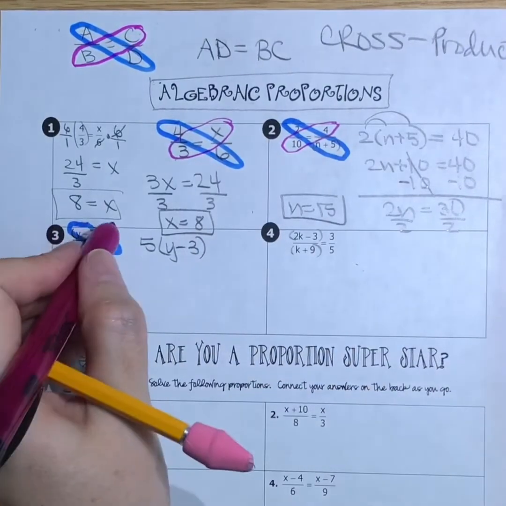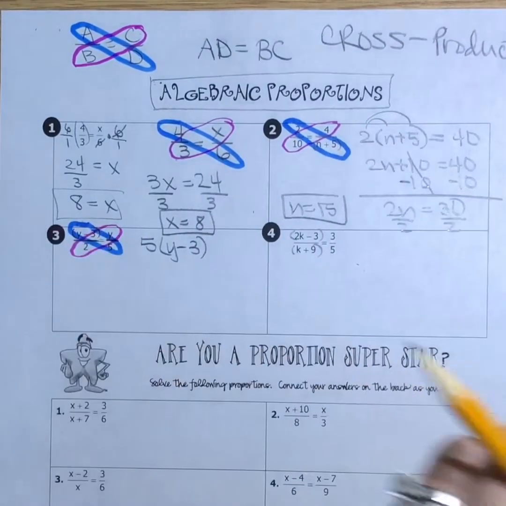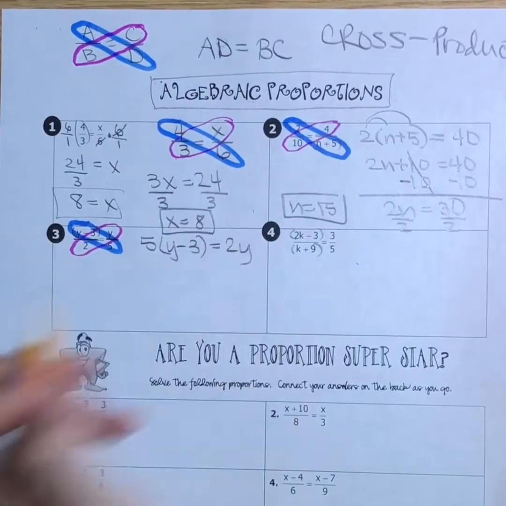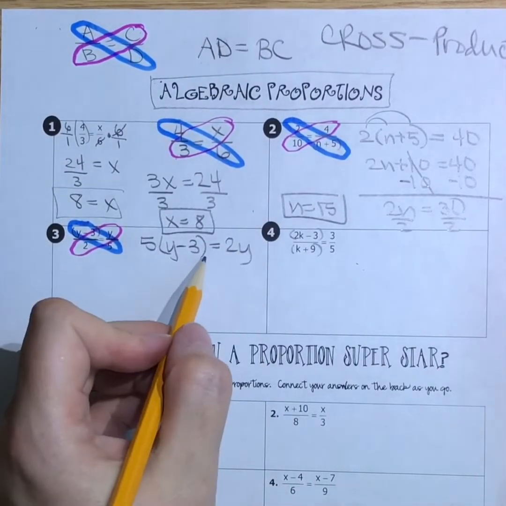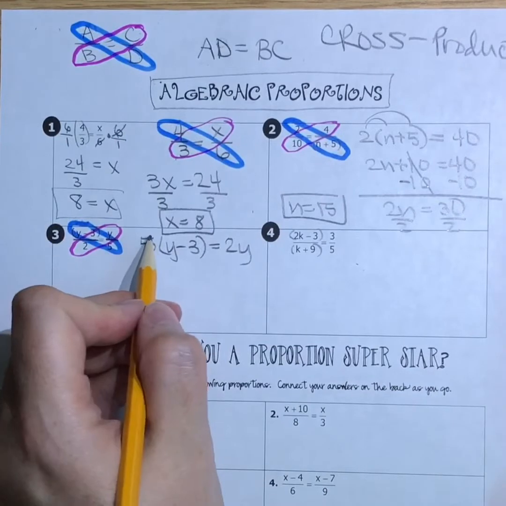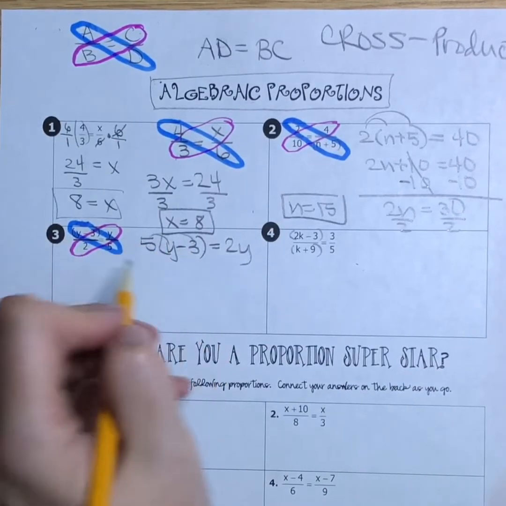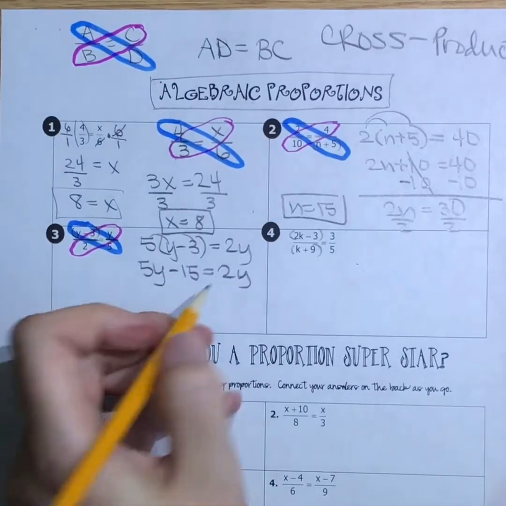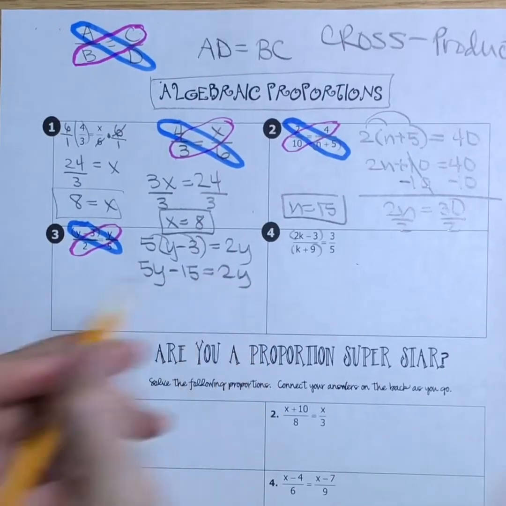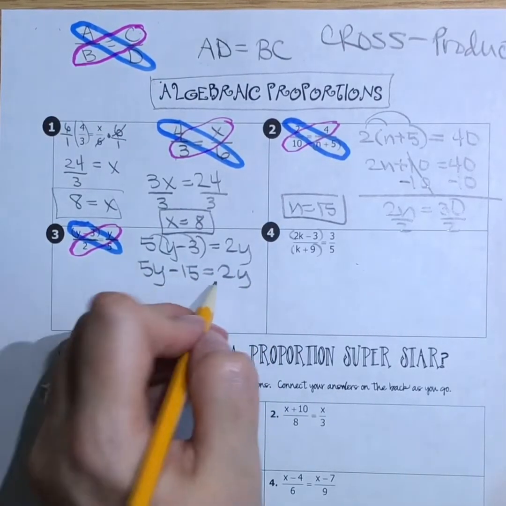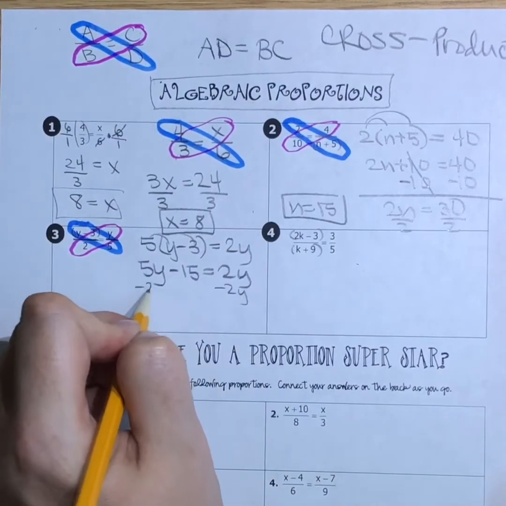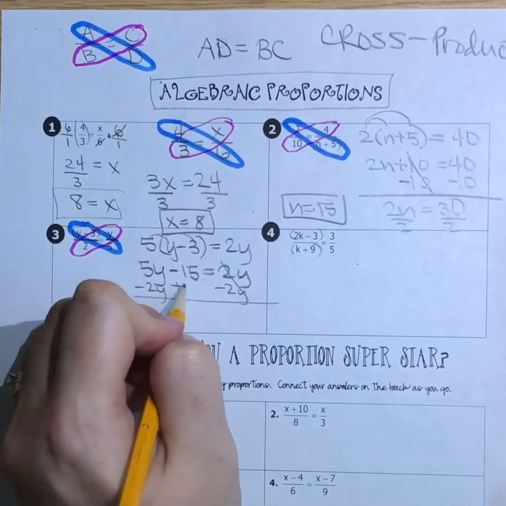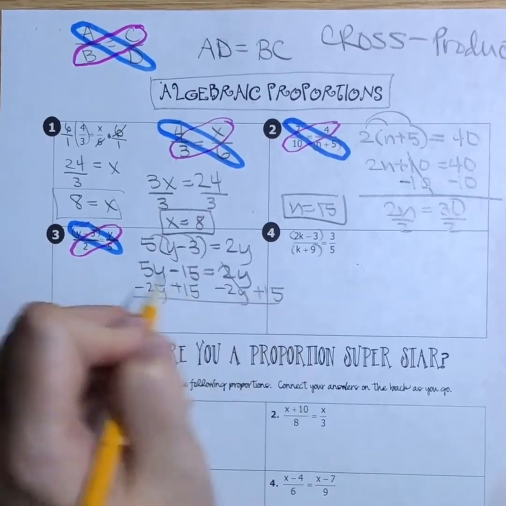And then we find the other side of the equation by multiplying 2 and y. So that equals 2y. Again, no worries, we don't need to freak out. Just distribute the 5, so we have 5y minus 15 equals 2y. I'm going to eliminate the variable on the left-hand side. So let's subtract 2y. And I'm going to eliminate the negative 15 by adding 15 on both sides.